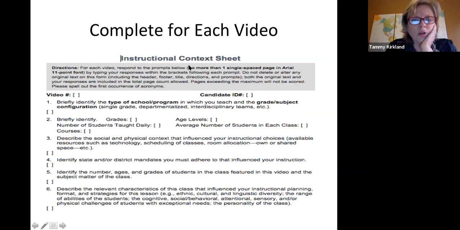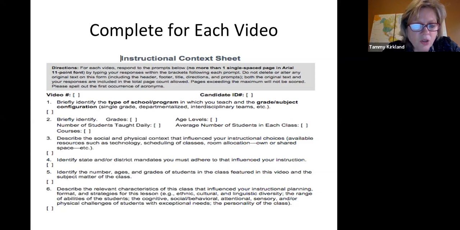This is your instructional context. And again, this is basically contextual information, guys. Most of this is descriptive. I will point out number 4, identify state and district mandates. If you are having to teach the Mississippi standards, don't write the word Mississippi, but write state standards, and I have a pacing guide I must follow, okay? Very important that you do that as well.